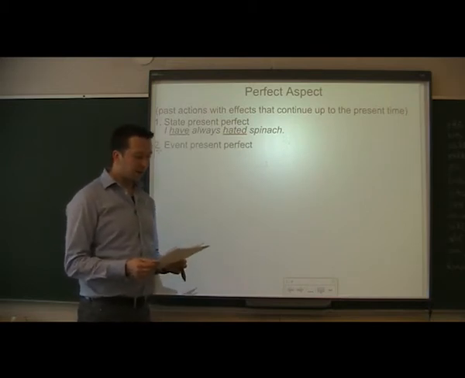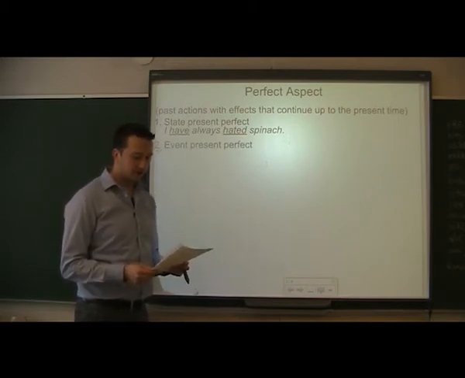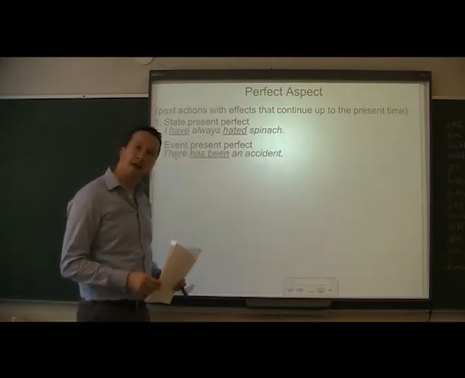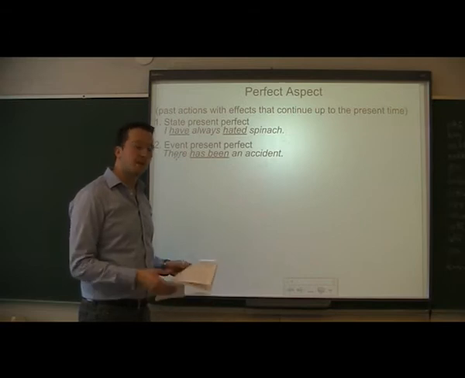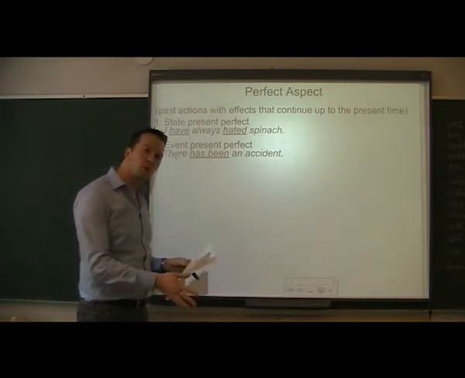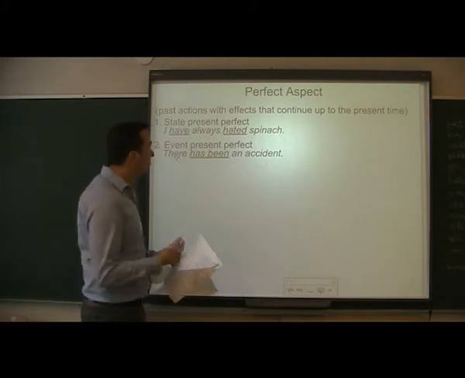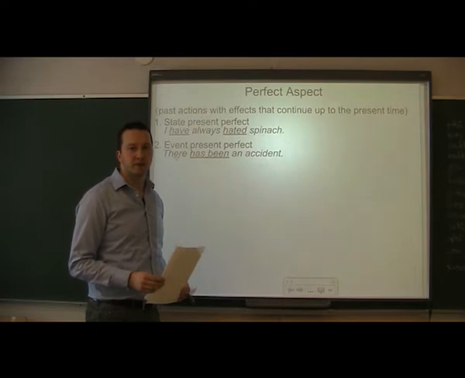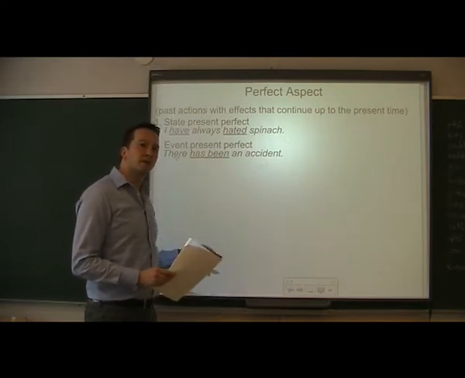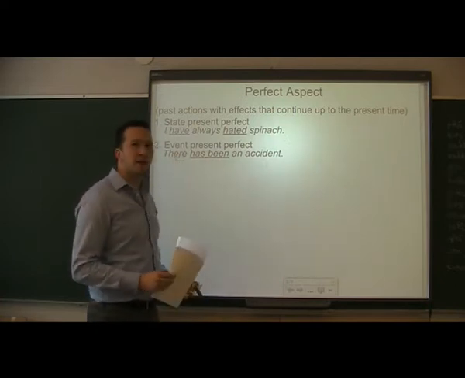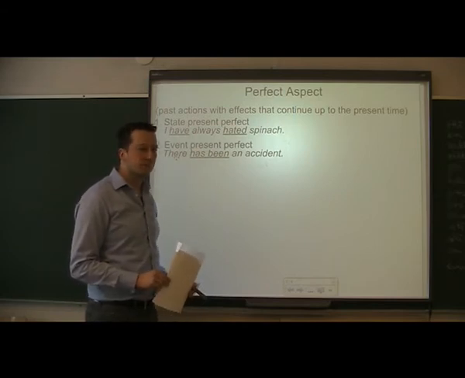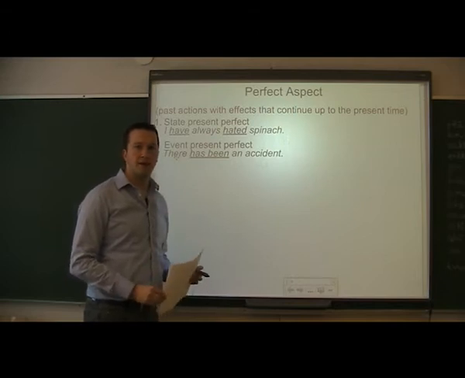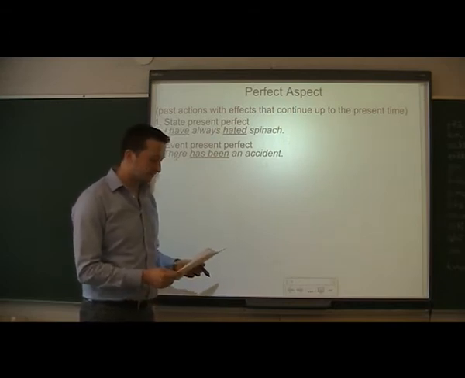Another meaning is event present perfect. We can use that, as in there has been an accident, to describe events that took place shortly before the present moment. Or we can use it to refer to more remote events in the past, but which still have a meaning at the present moment. So the meaning has to carry on to the present moment. Only then can we use the perfect aspect.